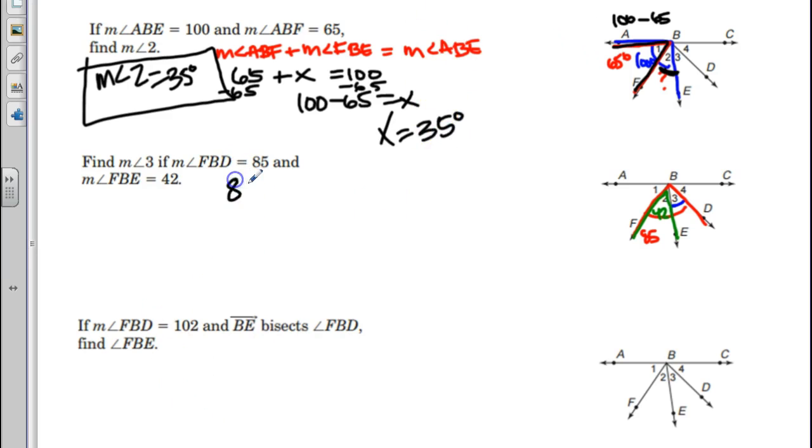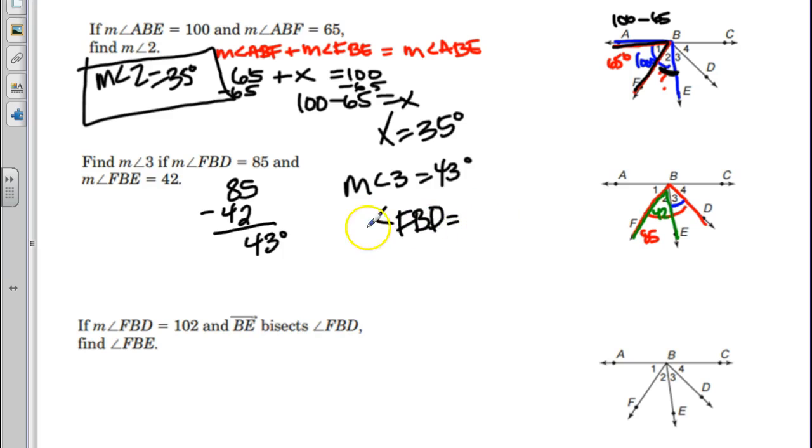So 85 minus 42 is 43 degrees. So the measure of angle 3 is 43 degrees. If you had to set up an equation, we would say the big angle, angle FBD, is equal to the measure of angle FBE plus the measure of angle EBD. Or you could say angle 2 and angle 3 if you wanted to, totally fine with me.